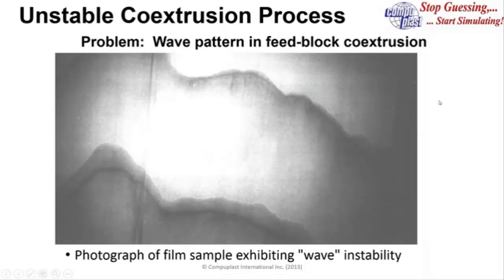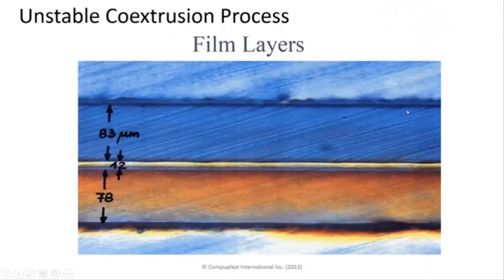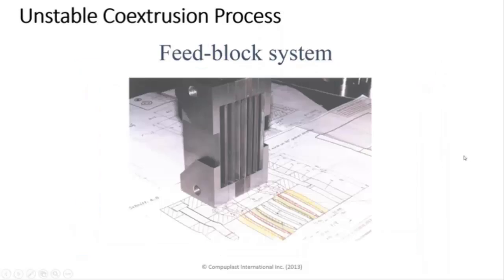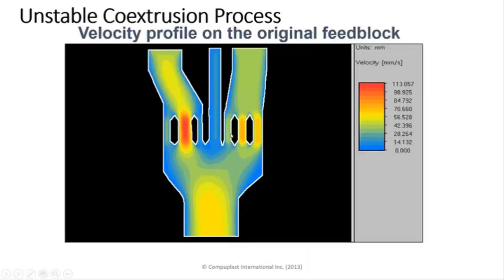Then the last item I want to talk about was co-extrusion, and in this case we're looking at a wave pattern in a 3-layer film sample which appeared, and the customer came to us, and this is the product that they were making, basically a 3-layer product with thick skin layers and a thin core layer of a barrier material. And they were combining the layers in a feedblock, and we do a cross-section of a feedblock and analyze it. It looks like this. So here's layer A, layer B, layer C.